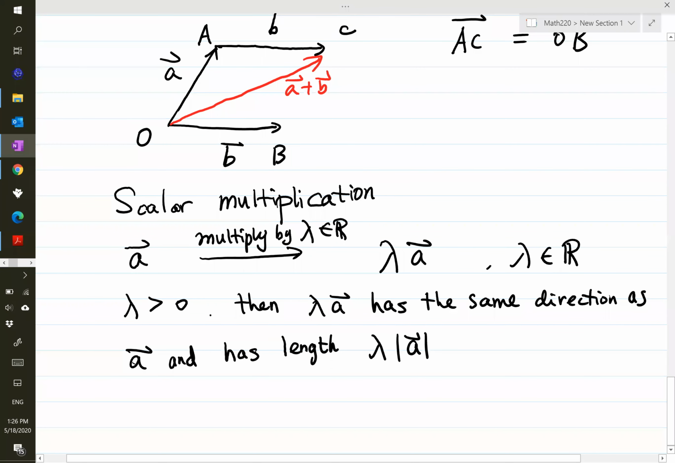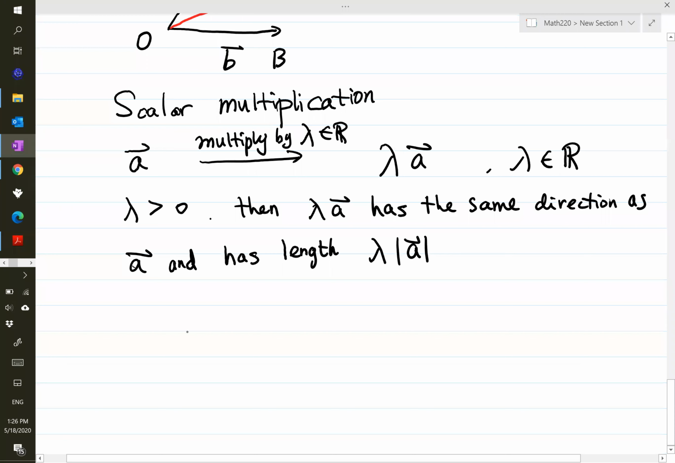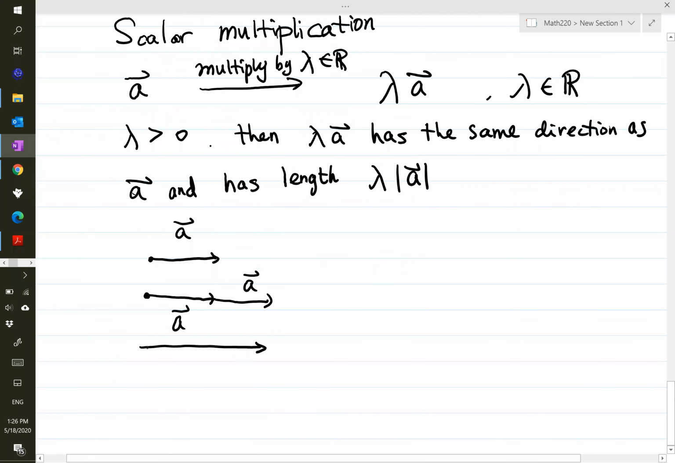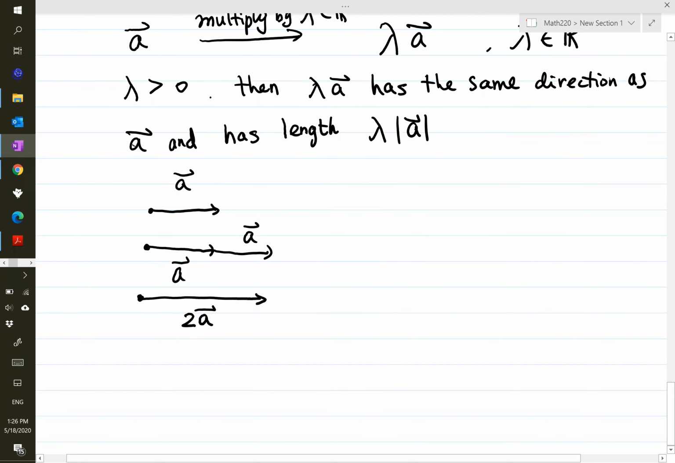Okay, for instance, suppose this is A. Now, how do we get twice A? This is A. We add another copy of A. So this is actually twice of A. So we get 2A, in the same direction as A, but with the magnitude multiplied by a factor 2. Of course, we stretch the vector by a factor 2.